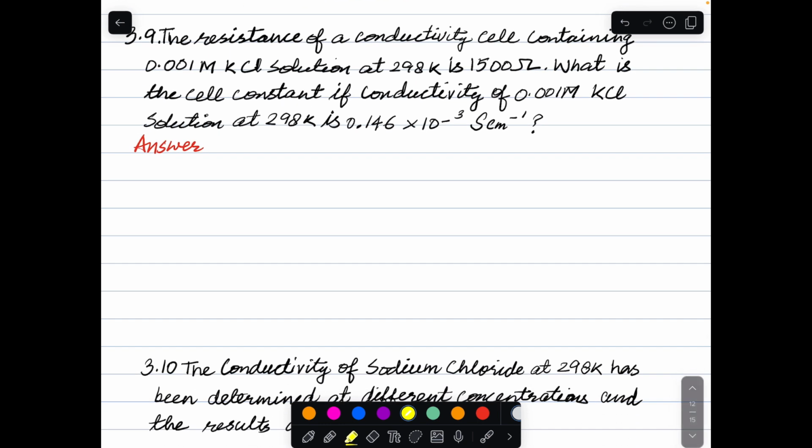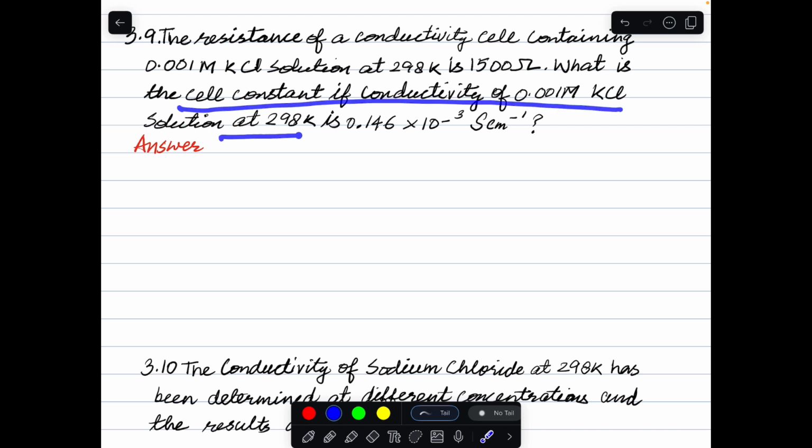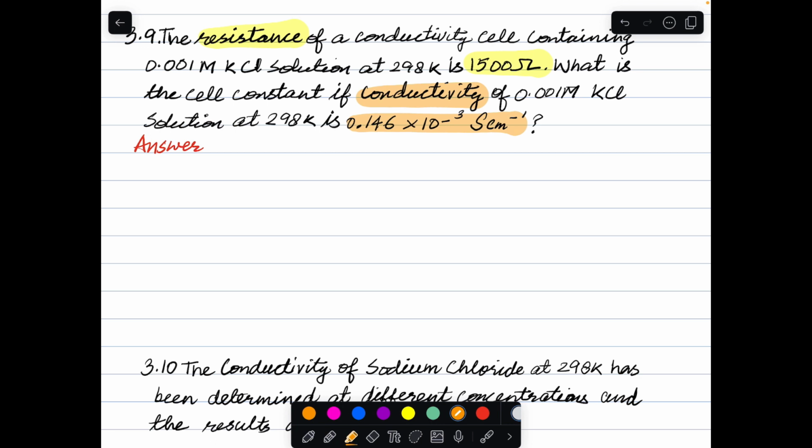3.9. The resistance of a conductivity cell containing 0.001 mole KCl solution at 298 Kelvin is this one. What is the cell constant if the conductivity of this solution is this value? So they have given here in this question two values. They have given first the resistance value. Resistance is given as 1500 ohm, and the second value they have given is conductivity, and conductivity value is this one. Okay, and what we have to calculate is the cell constant.